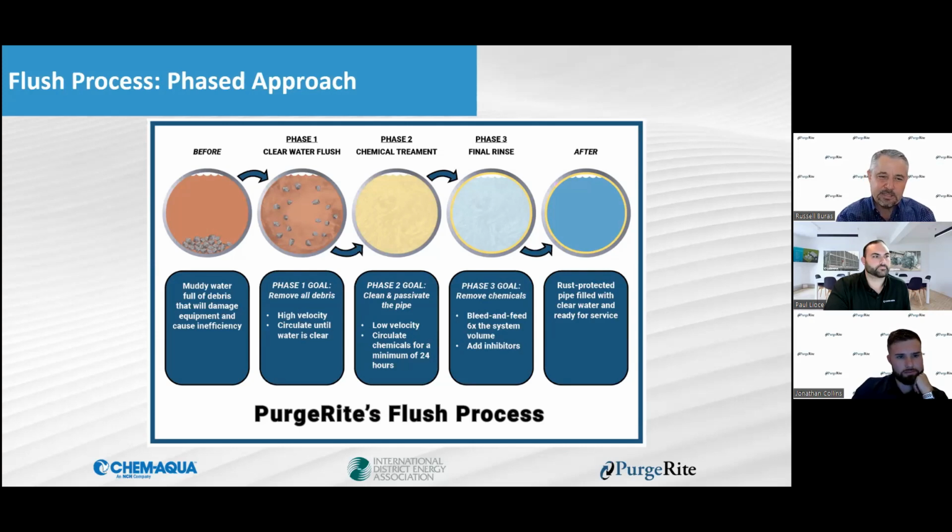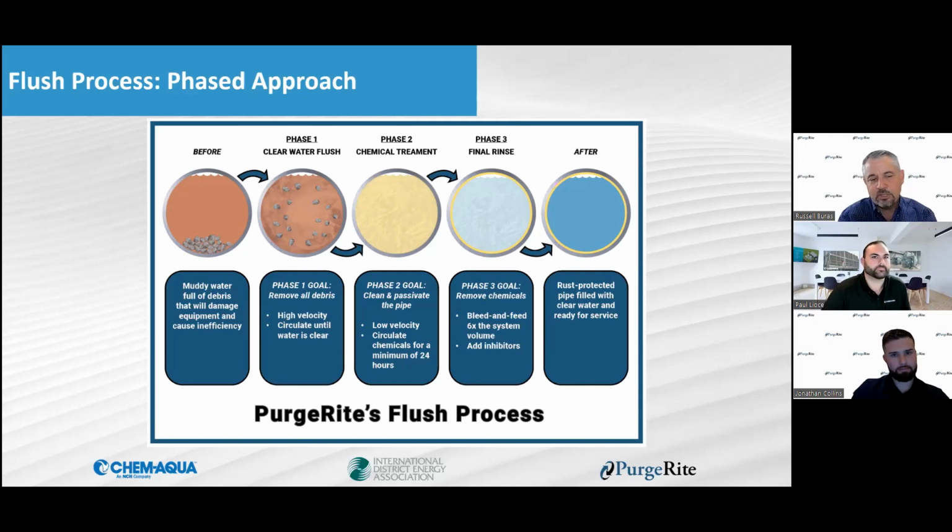The first one is a clear water flush phase. The goal here is to move the volume of water to remove debris. As you saw in those pictures, we have seen glass bottles, cell phones, tools, wood, tubifores, a myriad of things that get left in these systems that need to be moved out of the way. They can get hung in valves later and cause all kinds of problems. So you want to circulate at a high velocity until the water is clear.